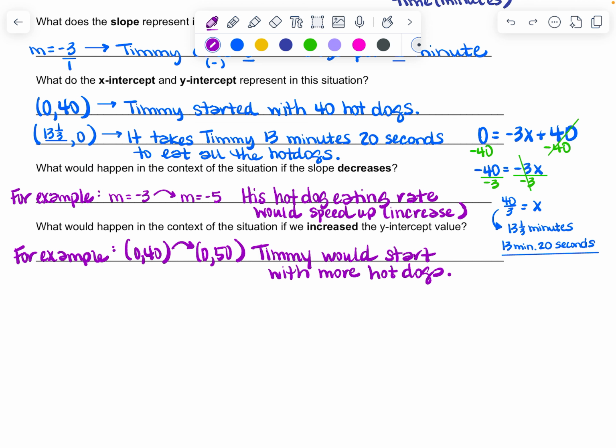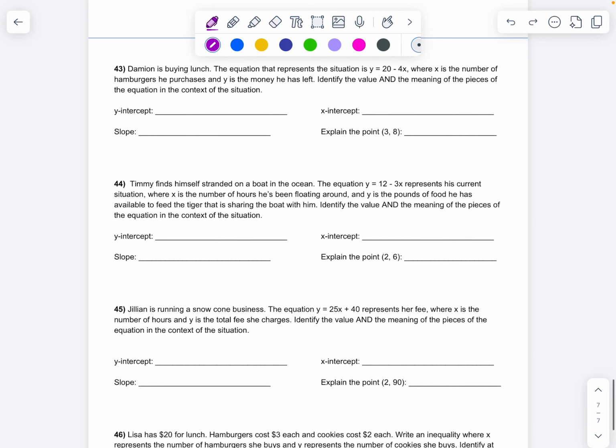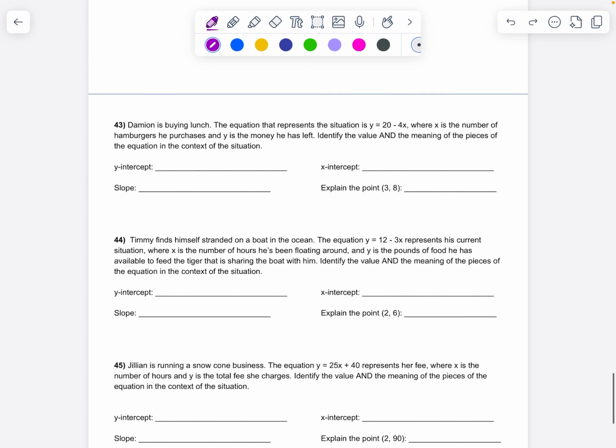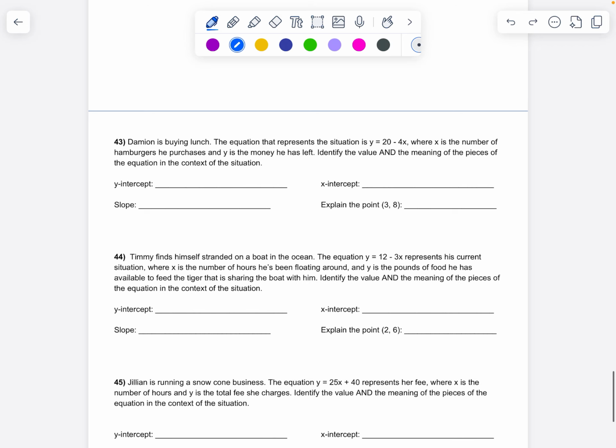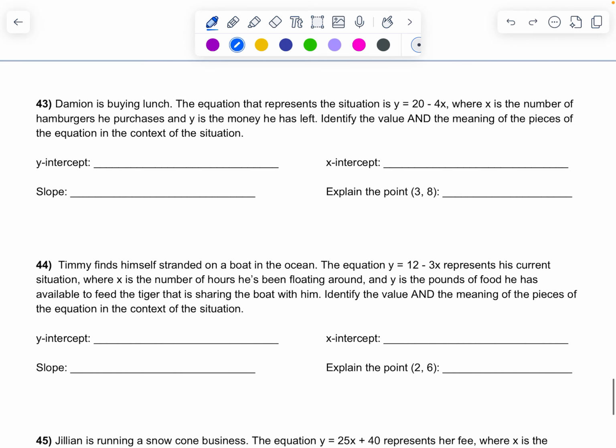All right, so again, just give yourself an example. Decrease the number, increase the number, and think about what that means. All right, last page, here we go. Damien is buying lunch. The equation that represents this situation is y equals 20 minus 4x, where x is the number of hamburgers he purchased and y is the money he has left. Okay.